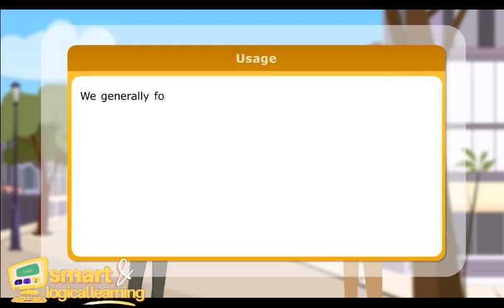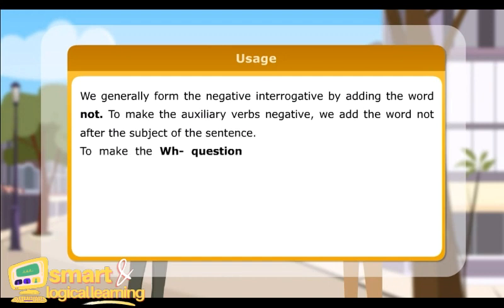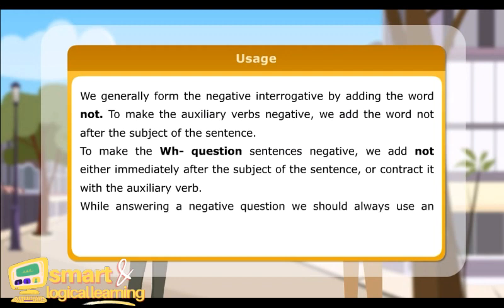Usage. We generally form the negative interrogative by adding the word not. To make the auxiliary verbs negative, we add the word not after the subject of the sentence. To make the WH question sentences negative, we add not either immediately after the subject of the sentence or contract it with the auxiliary verb. While answering a negative question, we should always use an explanation of our answer following yes or no.